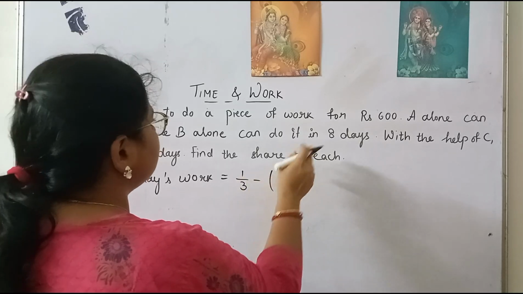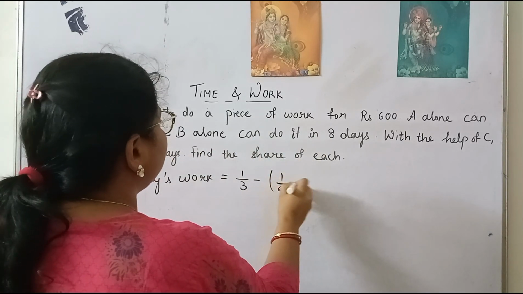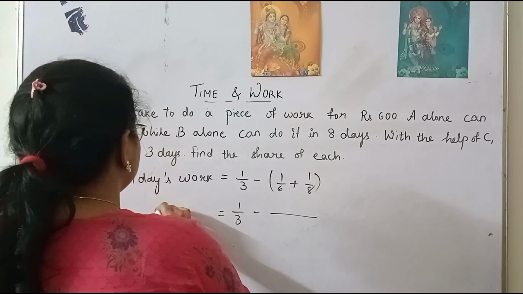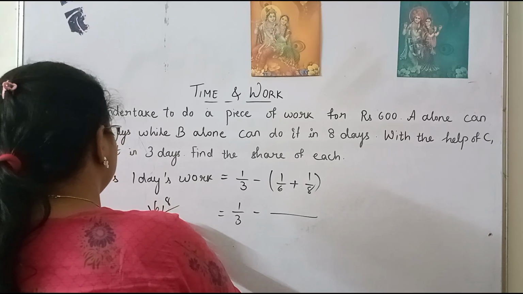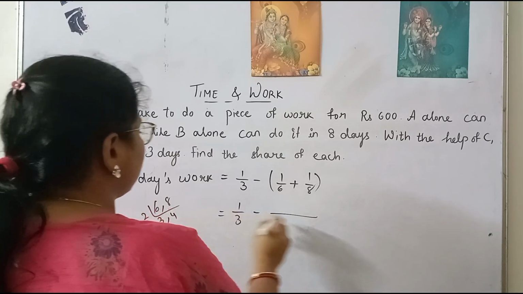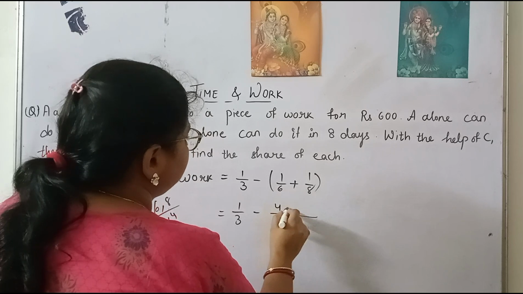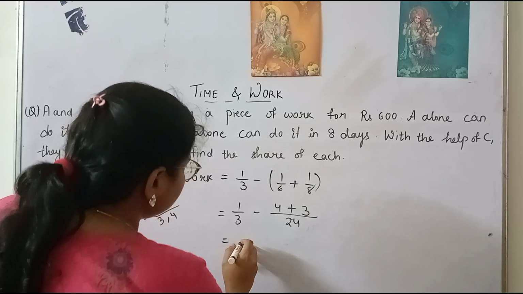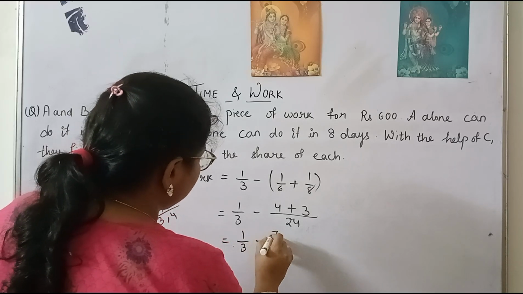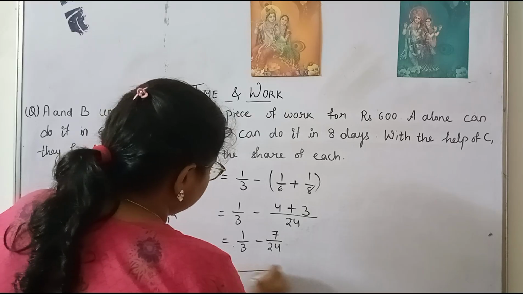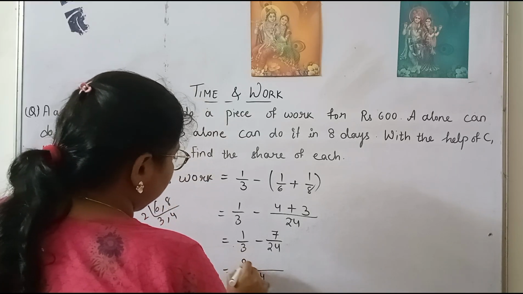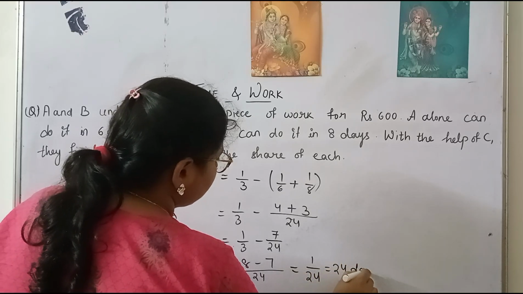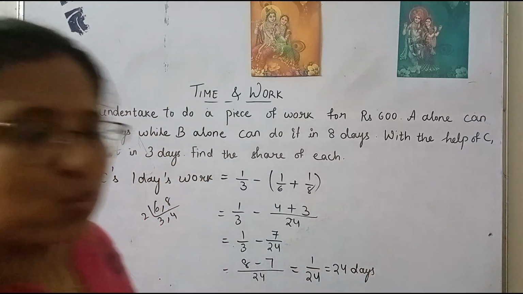So we just need to subtract here the 1 day's work of A and B. So we'll get how much? 6 and 8. We will take the LCM here. So this will be 24. So here we get 4 and here we get 3. So how much will we get here? 1 by 3 minus 7 by 24. Again, the LCM here will remain 24. So here we get 8 and here 7. So C alone will take 24 days to complete the work. Correct. We got C's 1 day's work is 1 by 24.